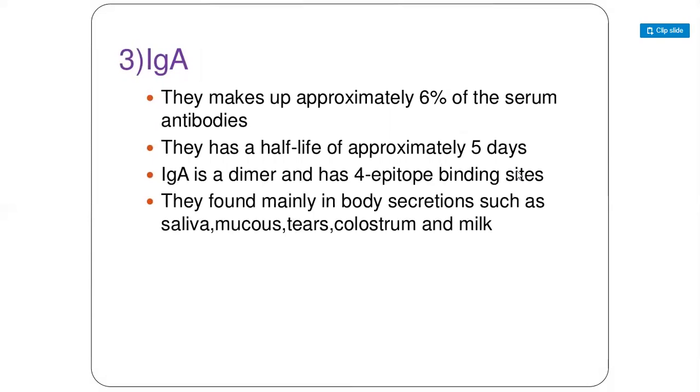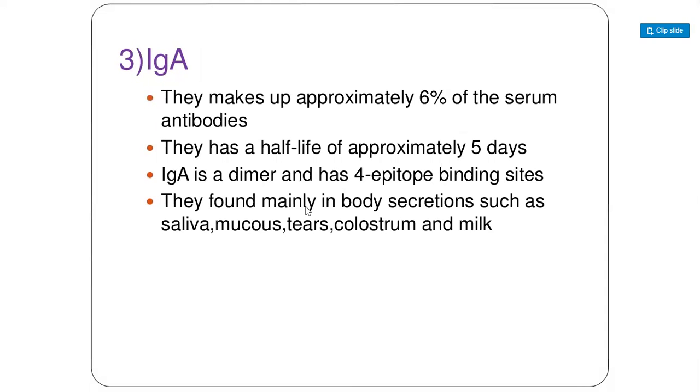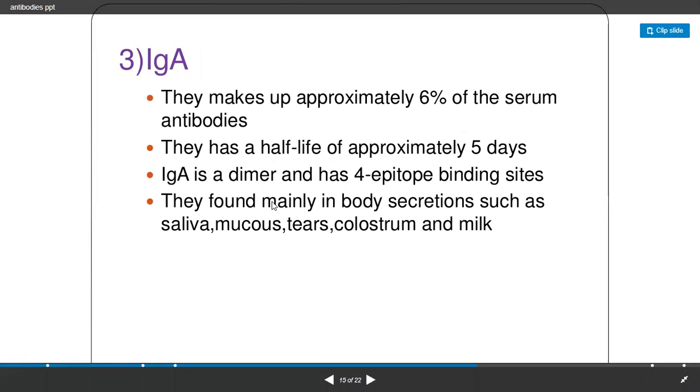The next antibody is IgA. IgA makes up approximately 6% of the total serum immunoglobulins. So after IgG and IgM, IgA is the third most available immunoglobulin, and it has a half-life of approximately 5 days. IgA has a dimeric structure. IgG was monomeric, IgM is pentameric, and IgA is dimeric. Two monomers will have 4 epitope binding sites.